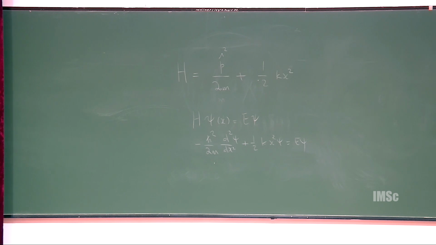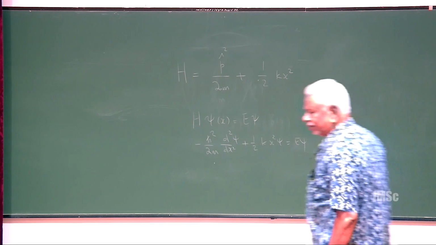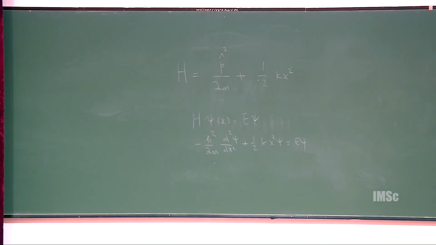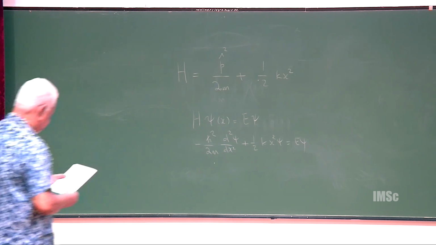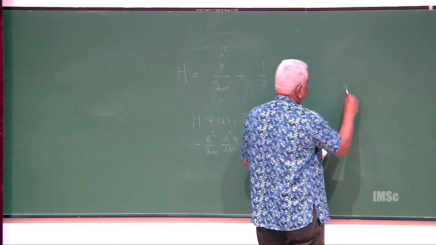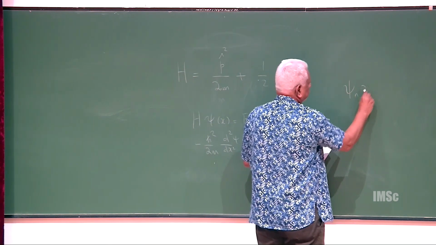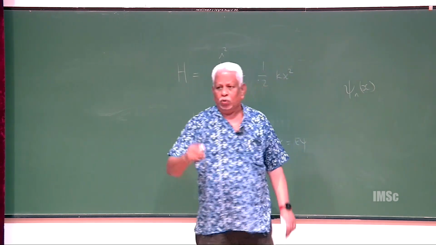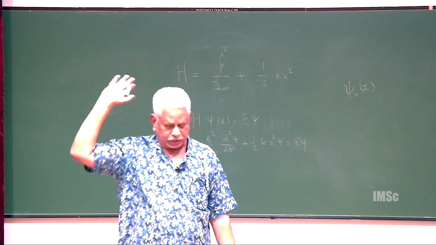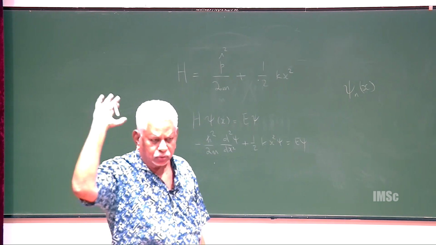So not all functions satisfy this equation, and the solutions, do you know the solutions? Yeah, Hermite polynomials. It's more than Hermite polynomial, but with the Gaussian, yes. So I will give you the solution, but I am not going to solve the differential equation in gory detail. So ψ_n of x, where n can be 0, 1, 2, 3 up to infinity. Any integer, 0, 1, 2, 3 up to infinity.